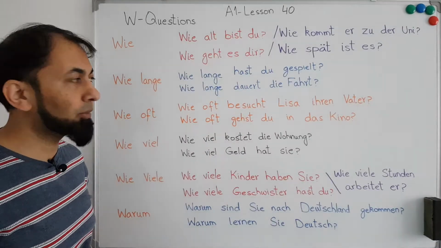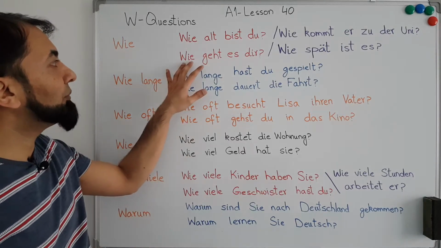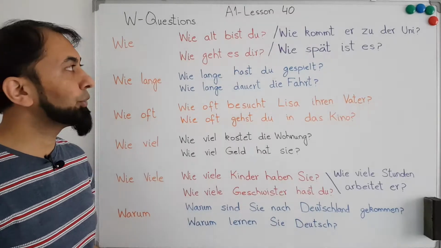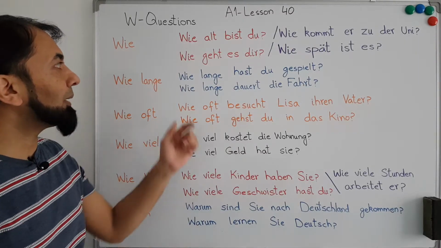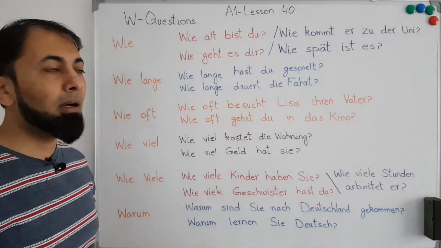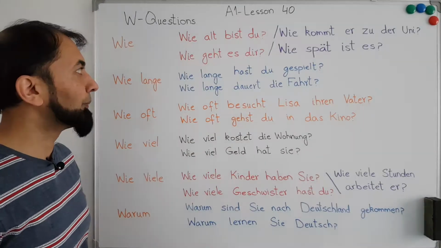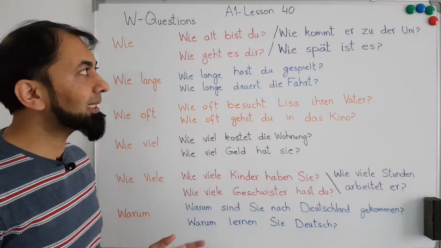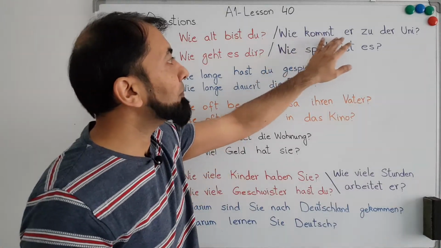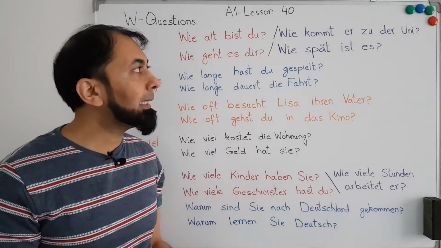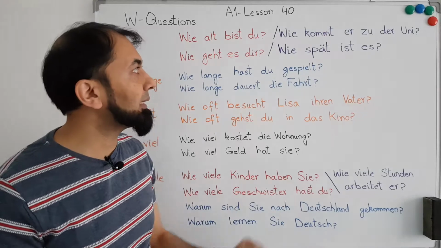Therefore we have to conjugate the sein verb with respect to du, and it becomes bist. So, how old are you? Wie alt bist du? Next example is: Wie geht's dir? How are you? So in this example again, the W question word comes at the first position. Now the next example is: Wie kommt er zur Uni? How does he come to the university?